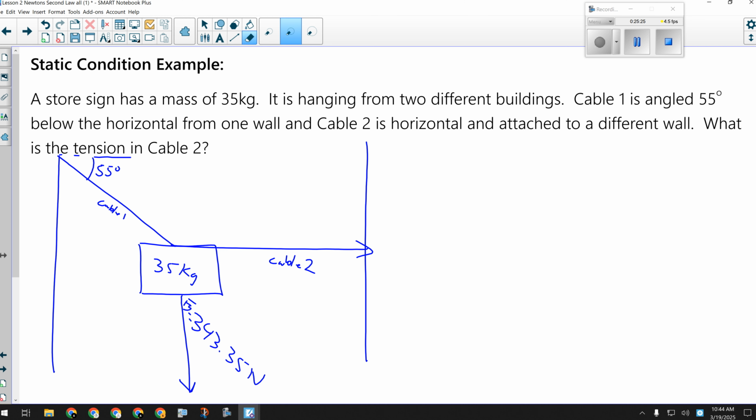This cable, because it's angled 55 degrees below the horizontal, is pulling to the left and up. This is where visualizing a situation, being able to see the forces, starts to get a little crazier, right? You've got to be able to now see invisible forces, the components of some other force that's acting and how they're helping to balance off a situation. So if the sign's not moving, how big is this side of cable 1's triangle?